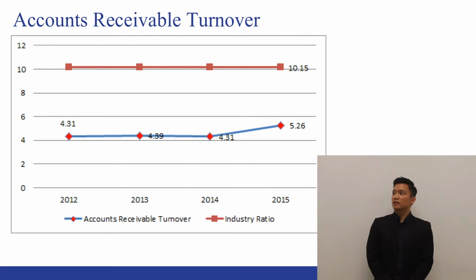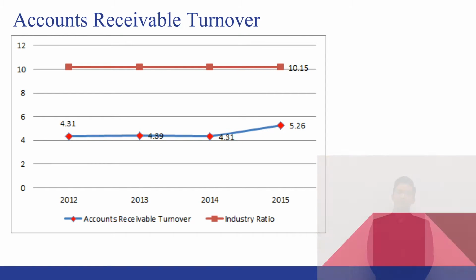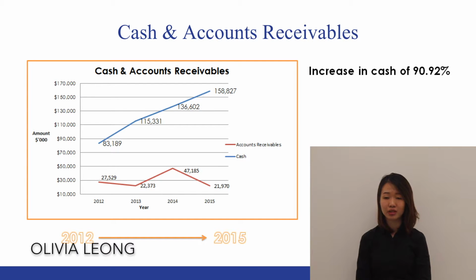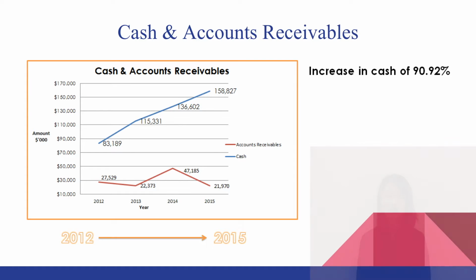Last but not least, Banyan Tree has underperformed against the sector's ratio of 10.25. Again, this confirms the team's recommendation for Banyan Tree to tighten up credit management processes. As for the cash, there is an increase of 90.92% from 2012 to 2015. With that said, according to the annual report in 2012, it was stated that the group maintained a sufficient level of cash or cash convertible investment to meet its working capital requirement.